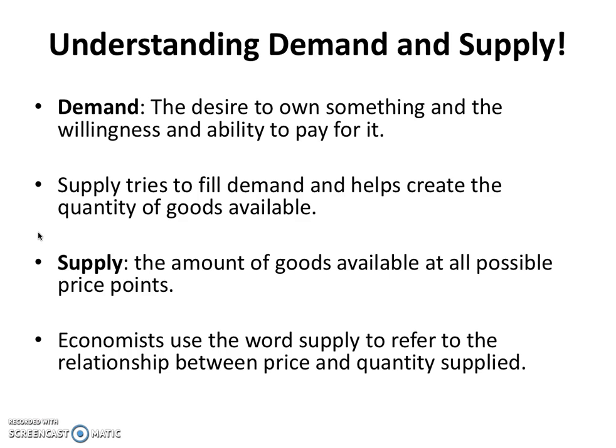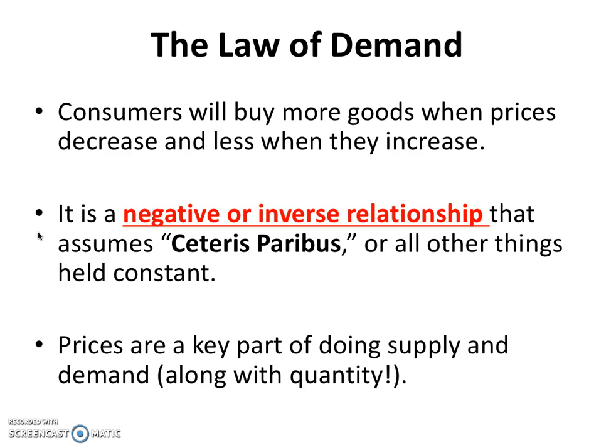Understanding demand and supply. Demand is a desire to own something and the willingness and ability to pay for it, and supply tries to fill demand and helps create the quantity of goods available. Supply is defined as the amount of goods available at all possible price points. Economists use the word supply to refer to the relationship between price and quantity supplied. So you've got a definition for demand and supply. You need to make sure you can recognize those on a test.